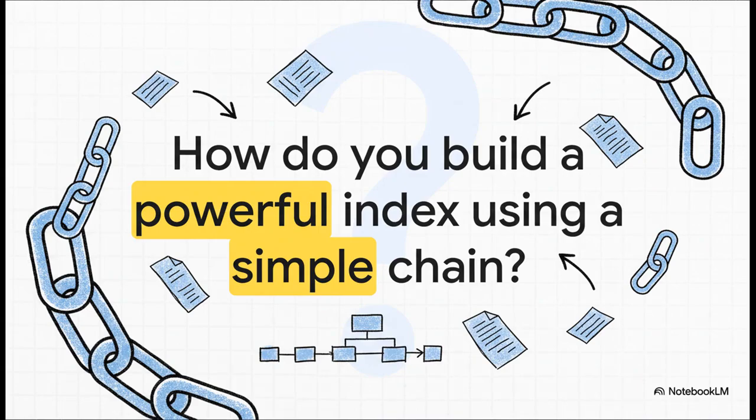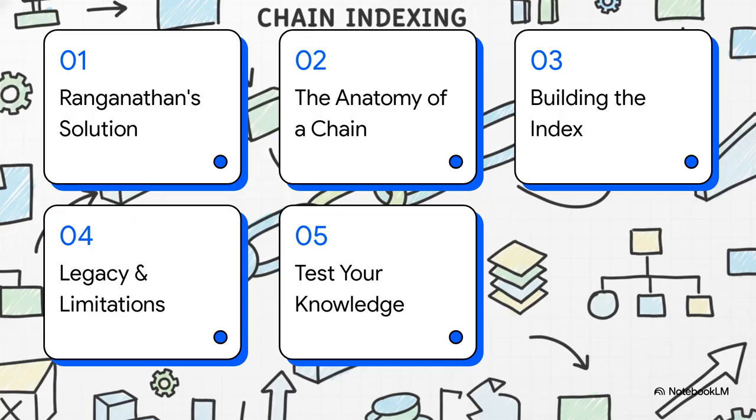So his solution really boiled down to this one central question. How do you build a great subject index that's easy for people to use without creating a mountain of extra work? Ranganathan's answer was both simple and brilliant. You use a chain.